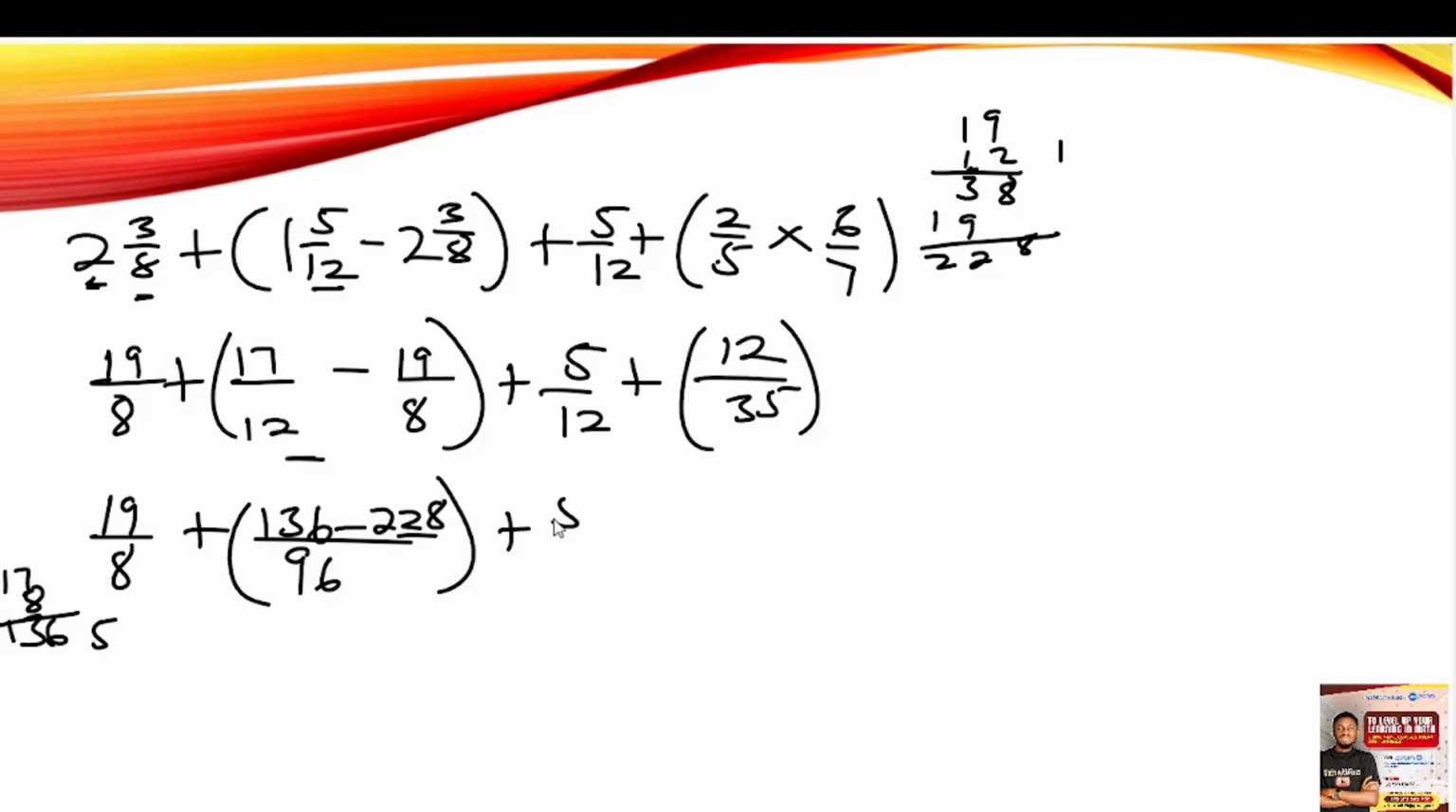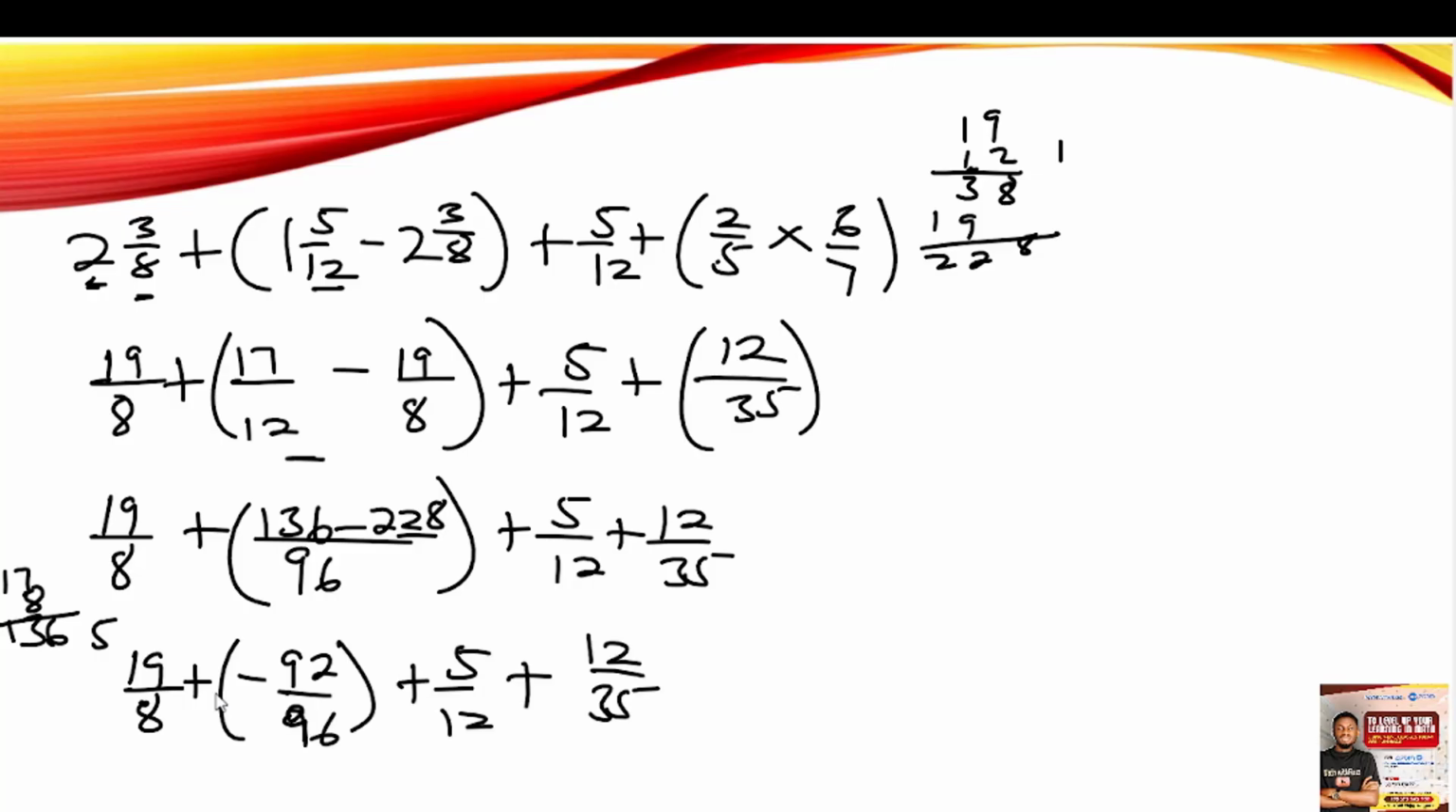Bracket close. 5 on 12 plus 12 on 35. Okay. So when we subtract, we are going to have negative 92. So when you subtract this, we are going to have negative 92 on 96 plus 5 on 12 plus 12 on 35. Okay, so we have plus, and this one too, negative times positive will give us negative. So we can rewrite this one.